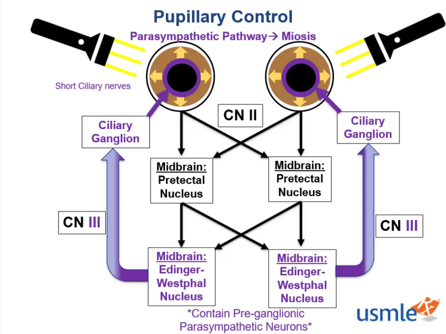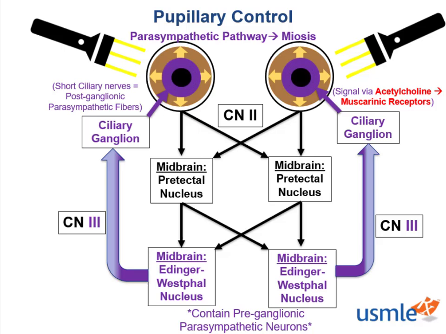The short ciliary nerves are postganglionic nerve fibers from the ciliary ganglia that release acetylcholine onto muscarinic receptors found on the sphincter pupillae muscles of the irises. All of this signaling results in miosis, pupillary constriction of both eyes.